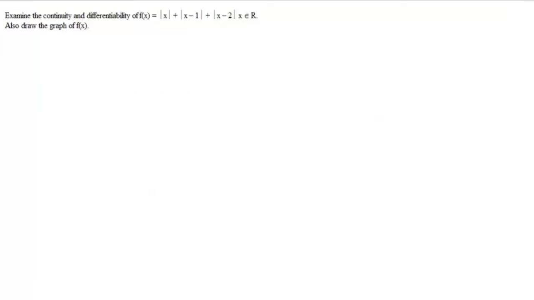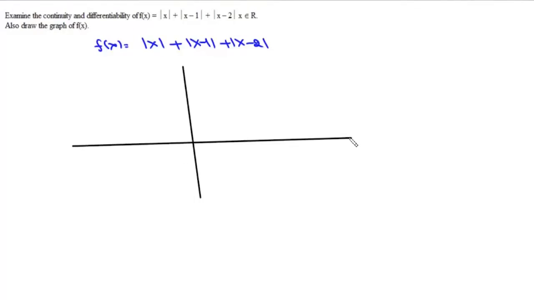Now here the question is, examine the differentiability of this function f(x), which is mod x plus mod x minus 1 plus mod of x minus 2. Now for this question, we can see that it is a sum of linear functions of modulus function. So whatever the interval, it is just going to be a line segment. So what we'll do is we'll start drawing this graph. Now we have three critical points, 0, 1 and 2.